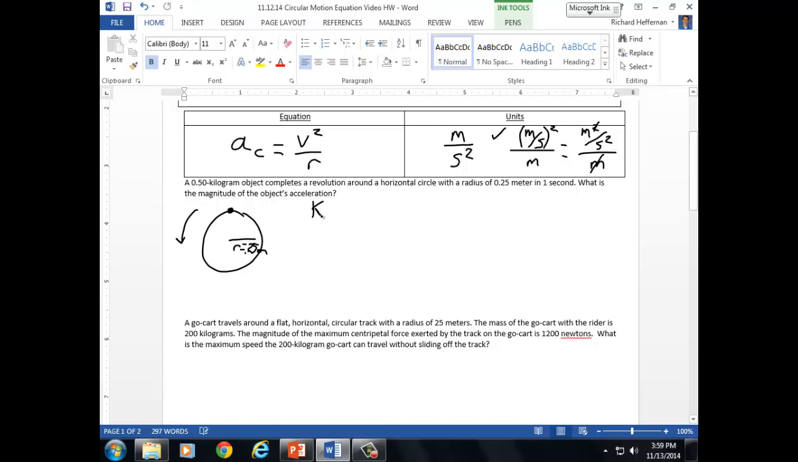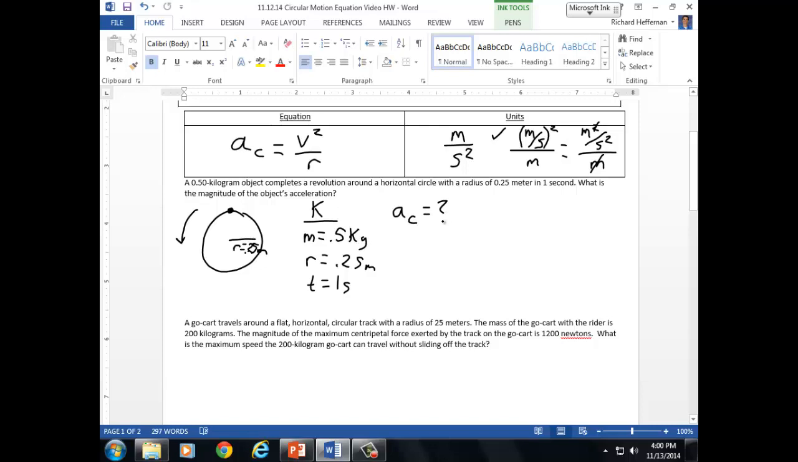So far we know the mass equals 0.5 kilograms. The radius of the circle is 0.25 meters. The time it takes is 1 second. And we're looking for the acceleration. Not just any acceleration: since the object is moving in a circle, we're looking for the centripetal acceleration.